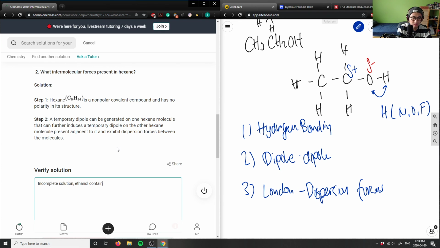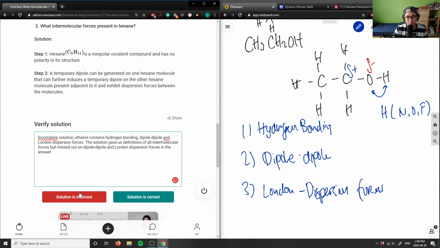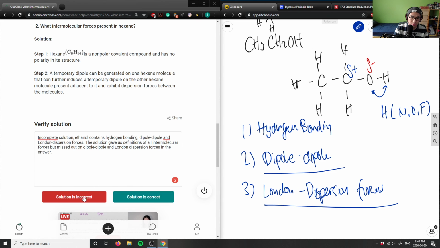So ethanol contains hydrogen bonding, dipole, and London dispersion forces. So basically the solution gave us definitions of all intermolecular forces, but missed out on dipole and London dispersion forces in the solution. In the answer, I'll say this solution is incomplete because they forgot to mention dipole and London dispersion here.